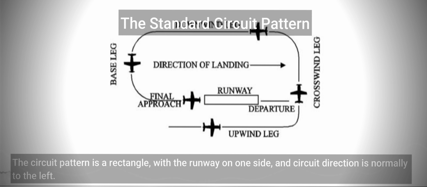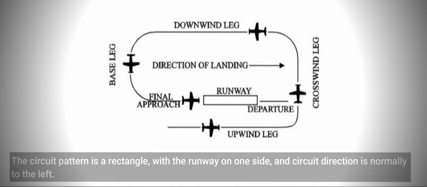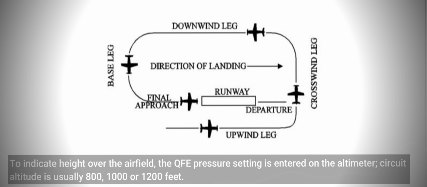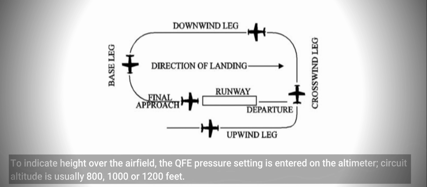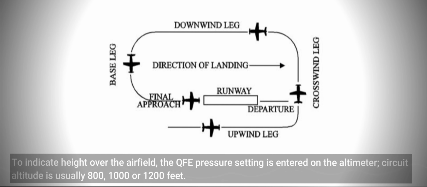The circuit pattern is a rectangle, with the runway on one side and circuit direction is normally to the left. To indicate height over the airfield, the QFE pressure setting is entered on the altimeter. Circuit altitude is usually 800, 1000 or 1200 feet.